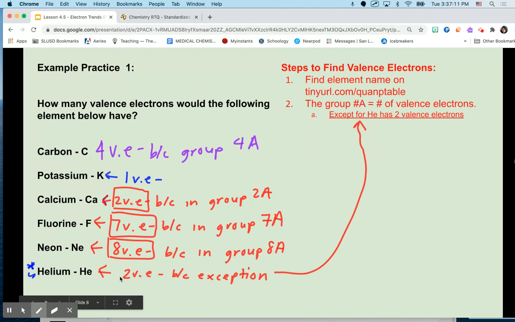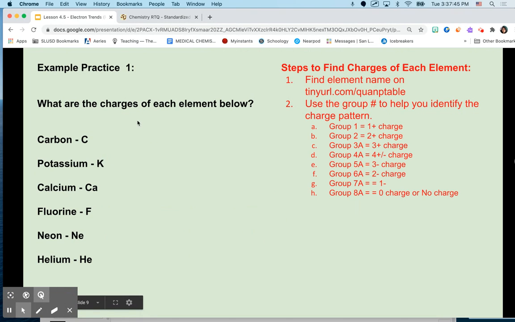Helium is going to have 2 valence electrons, because remember, this is our one exception to the rule. Helium has 2 valence electrons. You just kind of have to know this one, that it is in the first row, super tiny. That first shell only fits 2 valence electrons anyways. So that's that.